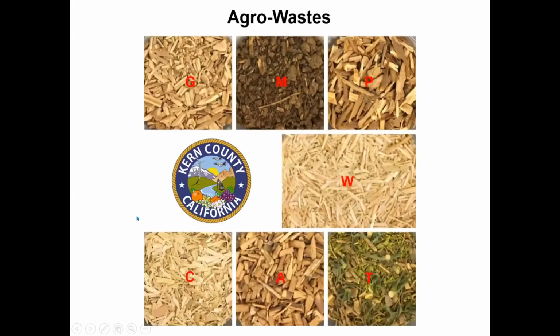For the agricultural waste used in our process, we collect almost all the typical agricultural waste in Kern County. Because we're still working on the process, I don't want to release all the detailed information at this point. But I can tell you we collect almost all types of agricultural waste in this region. We work on 7 agricultural wastes in total.